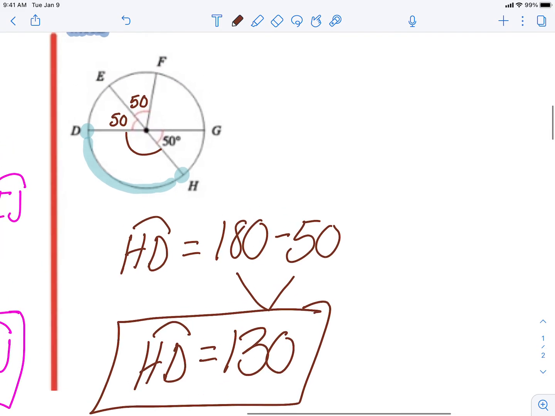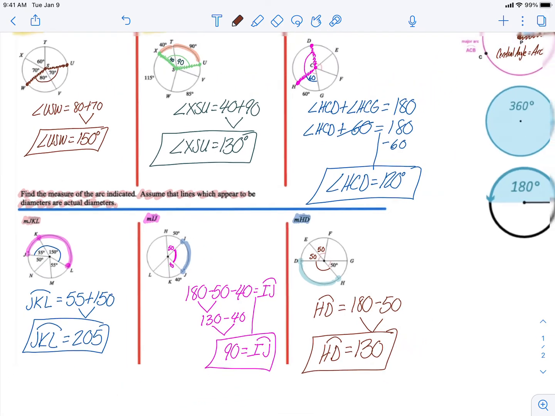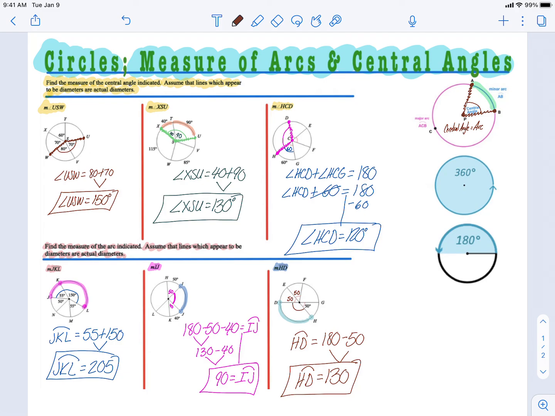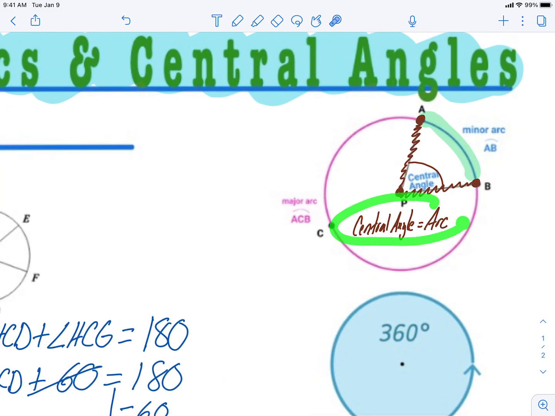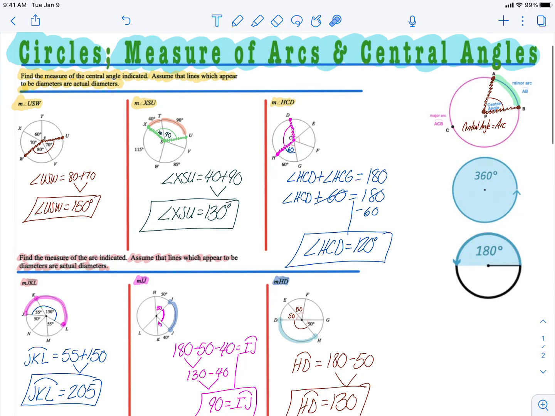Look at that. And there you go. That's the lesson right there. These are the kinds of problems you're going to see in the worksheet. These are measures of arcs, measures of central angles. We remember that a whole circle is 360. We remember that half a circle is 180. And we remember that central angles are equal to the arc. We have a minor arc. We have a major arc. So those are the notes that you need for this lesson.